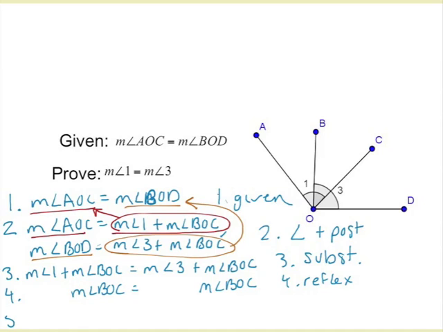So now if I think about steps 3 and 4 like an algebra problem, if I want to get rid of that BOC on both sides, I would do so by subtracting it. If I subtract that off of both sides of the equation, we're left with exactly what we want. So that is our subtraction property of equality. Okay?